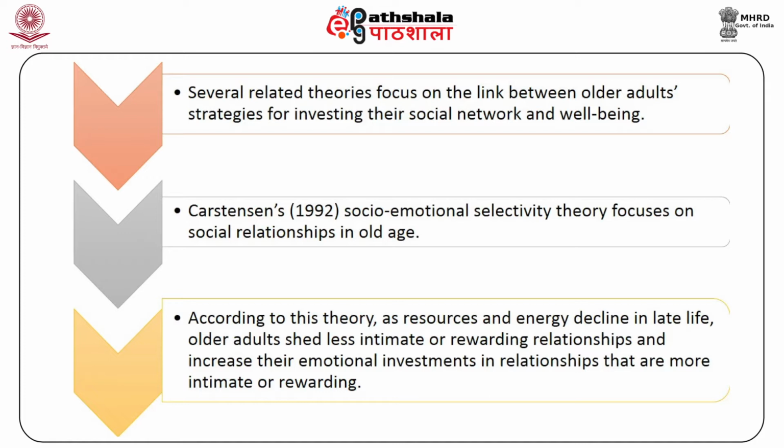This perspective postulates that social support networks with positive social interactions with members are likely to reduce negative feelings of isolation and loneliness. Several related theories focus on the link between older adults' strategies for investing in their social network and well-being. Carstensen's 1992 socioemotional selectivity theory focuses on social relationships in old age. According to this theory, as resources and energies decline in late life, older adults shed less intimate or rewarding relationships and increase their emotional investment in relationships that are more intimate or rewarding.